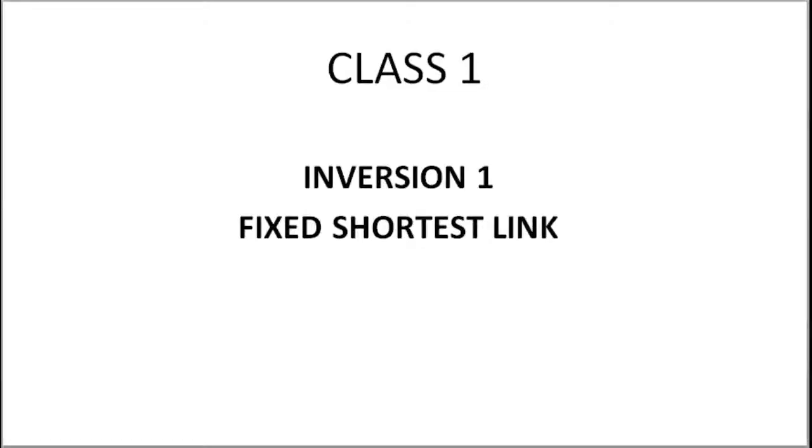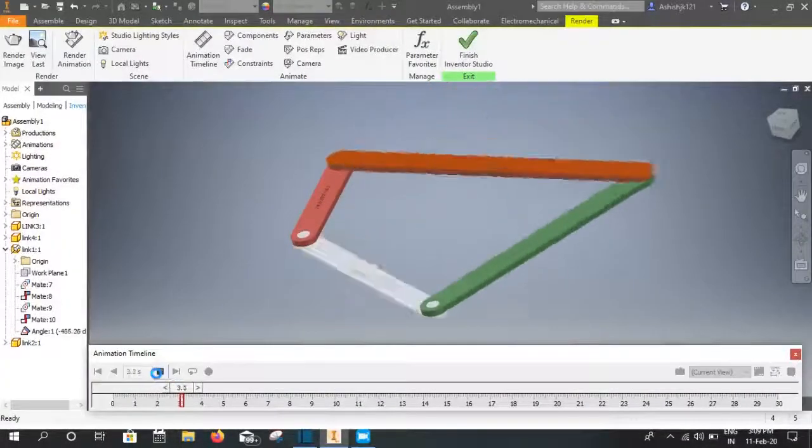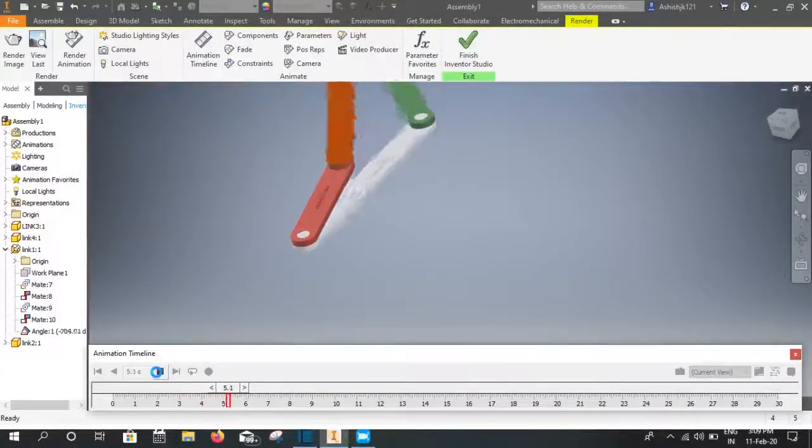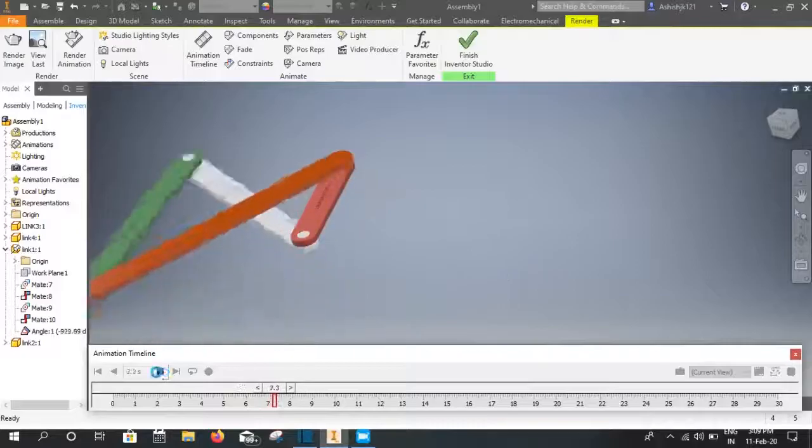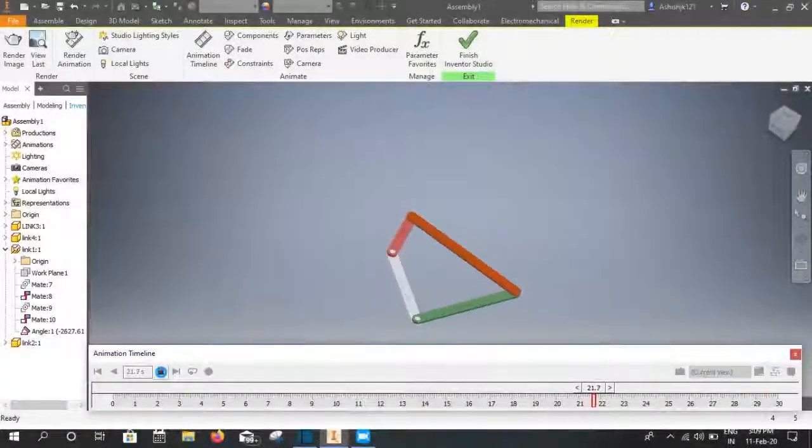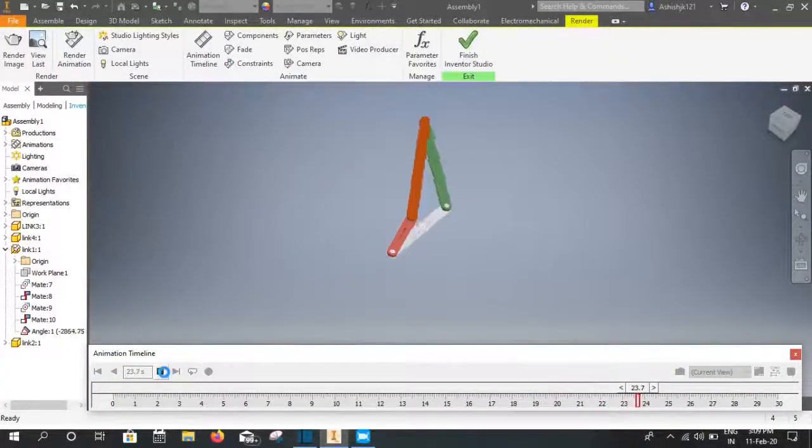Class 1 mechanism. Inversion 1 is obtained by fixing the shortest link on the mechanism. This results in double crank mechanism.